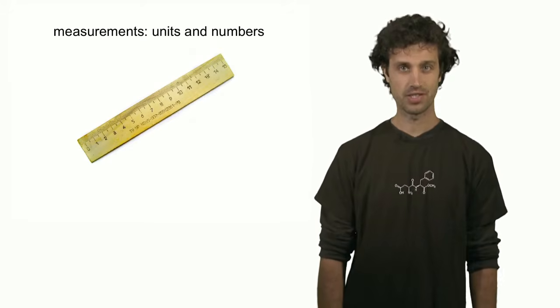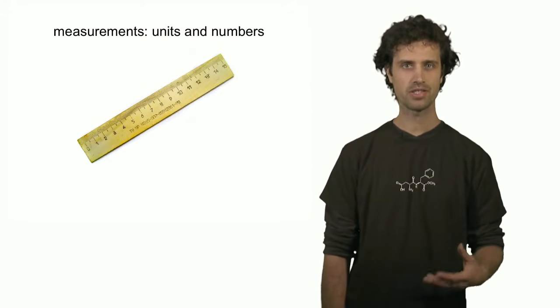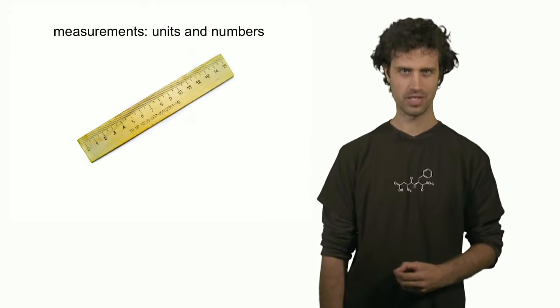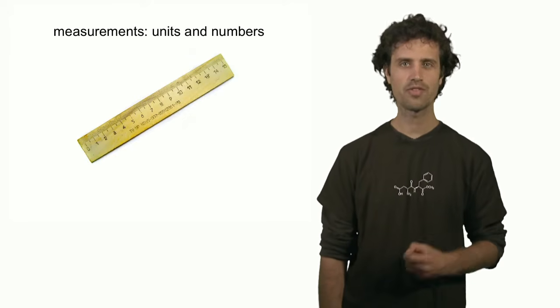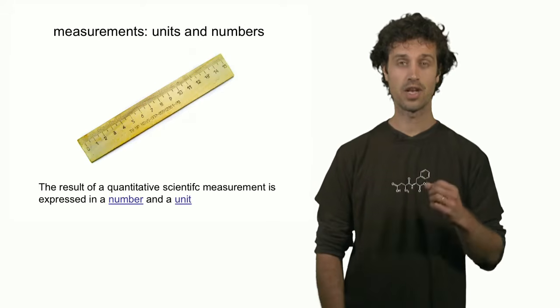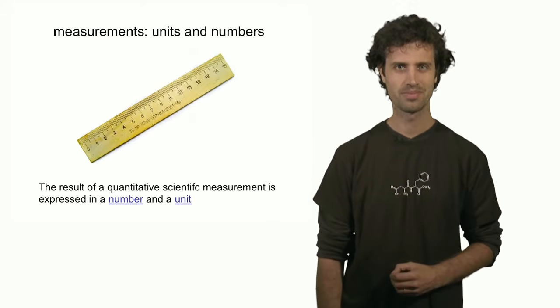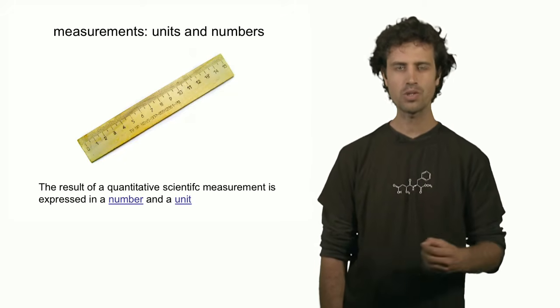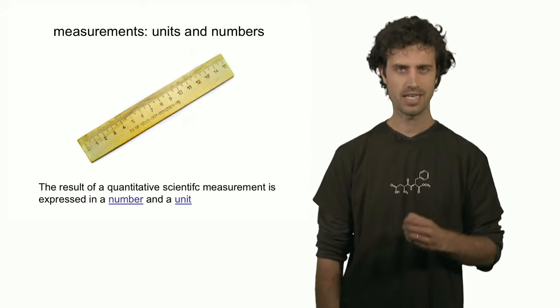In the natural sciences, we deal with quantities such as mass, volume, and length. These quantities are often the result of a measurement. The result of a measurement is expressed in a number and a unit. And in this segment, we will focus on the unit. We'll focus on those units that are important in chemistry.